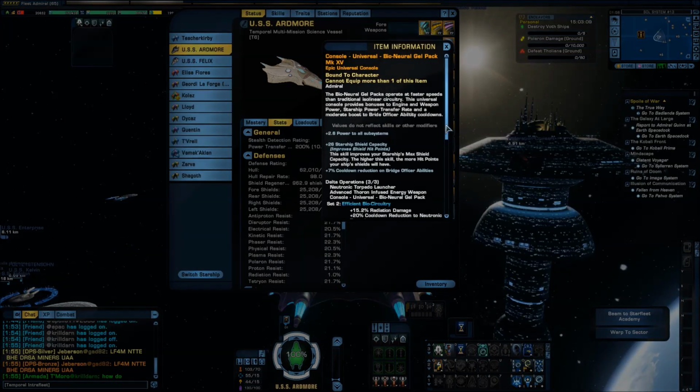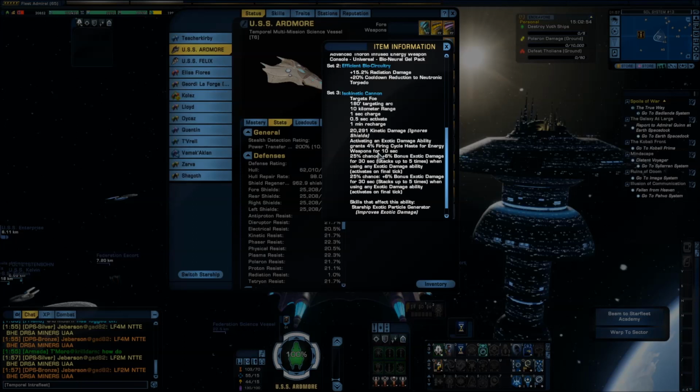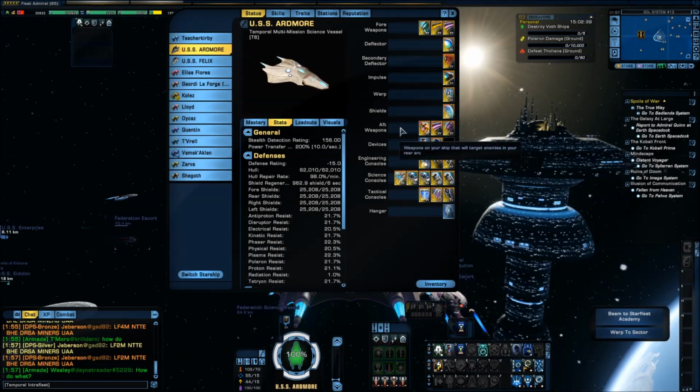I have the three-piece set because that gives me the isokinetic cannon. Now, the isokinetic cannon, you can see it here, scales with exotic particle generator. Okay, so the isokinetic cannon gives us a really good one hit. See, it has 20,291 kinetic damage that ignores shields. That is a really good one-hit ability, and it's nice to have. I usually save it for those times in between shooting off my science abilities that I need a little something extra. So I save that. It's nice to have. I want to be clear, that is not part of the science meta right now, but it is something that I like to have. Alright.